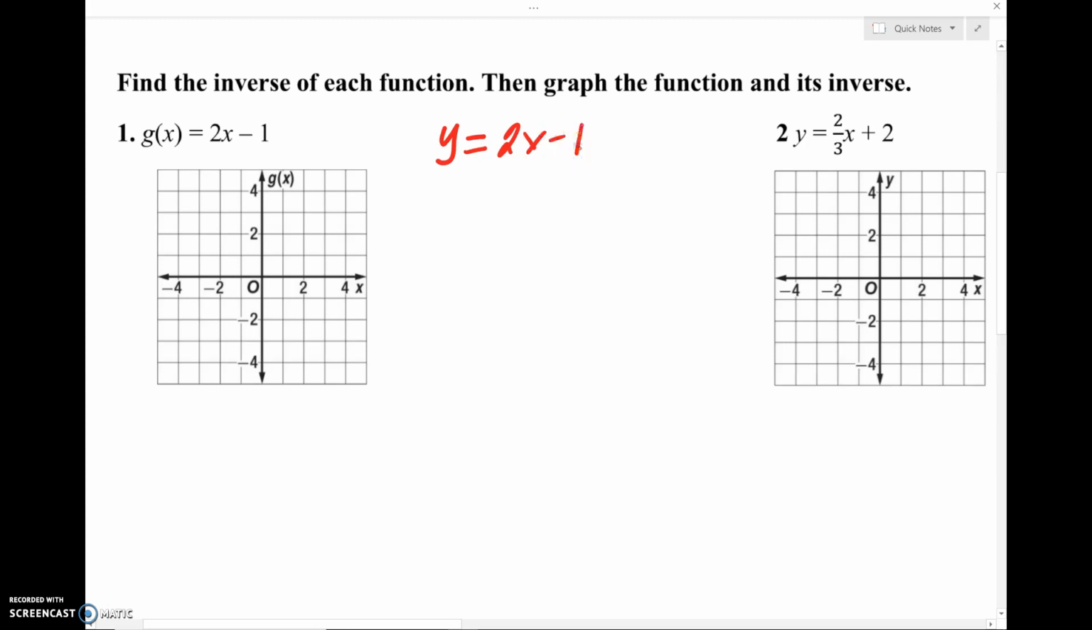To find the inverse for this equation, you have to switch the y and the x. So you have x is equal to 2y minus 1. The next step is to solve for y. So if you want to solve for y, you're going to have to add 1 to both sides of this equation, and you have x plus 1 is equal to 2y.